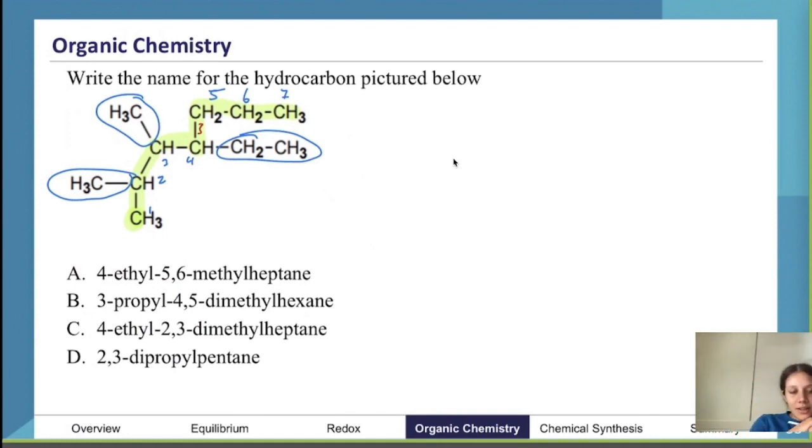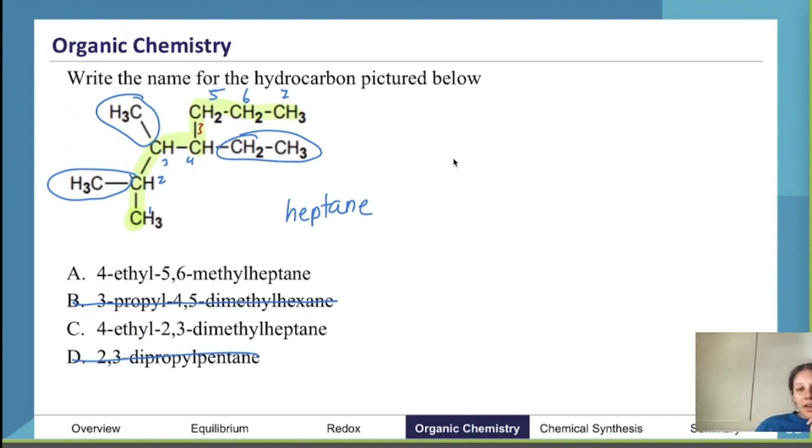So now that we've done that, let's start with actually just naming our parent chain. We had 7 carbons, so that's going to be heptane. And that means we can then rule out B because we don't have hexane, and we don't have pentane, so we can rule out D as well.